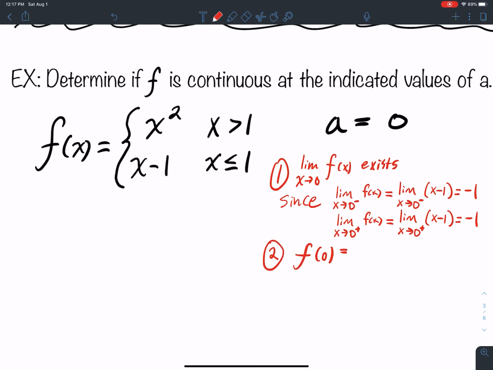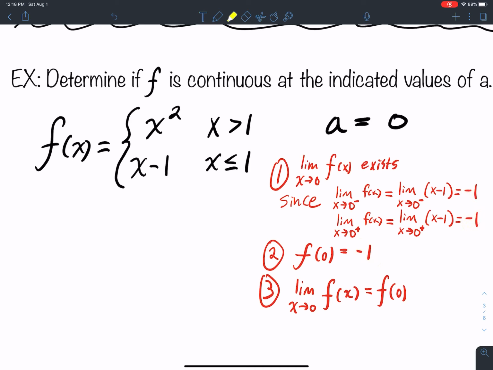Now, the second part: we have to determine, is it defined here? If I plug in 0, I'm going to be on this part right here. So I plug in 0, I get negative 1. So it's defined, check. The last one is, what does the limit as x goes to 0 of f of x equal? Since we know that the left-hand limit is negative 1 and the right-hand limit is negative 1, we can say that this equals negative 1, just like those did.